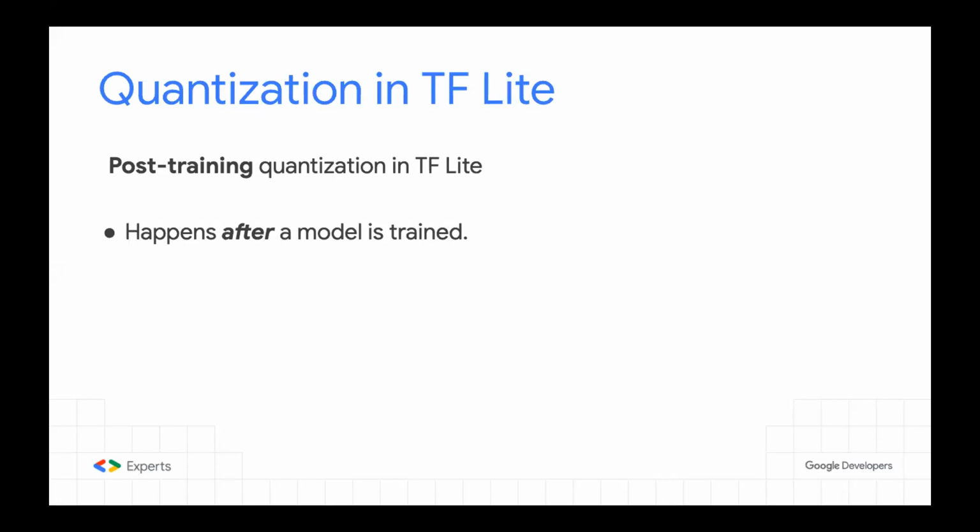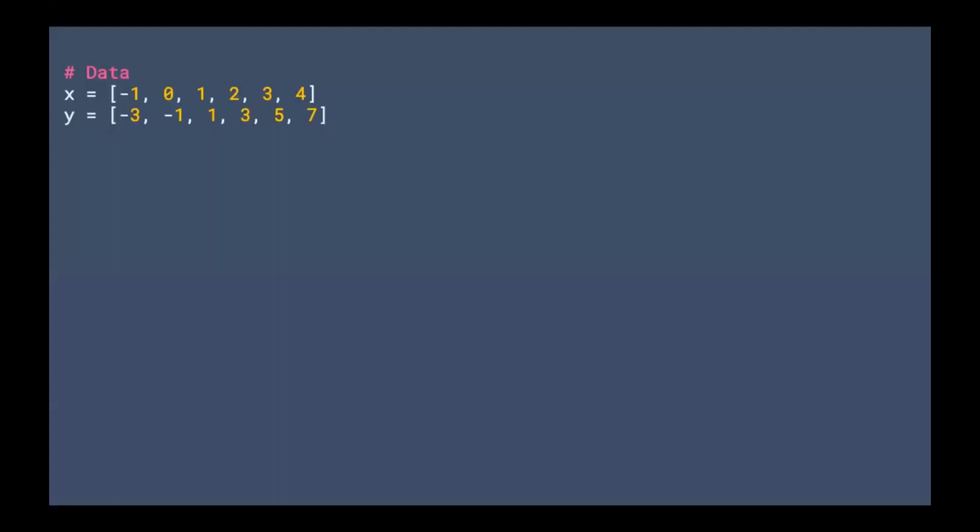And let's talk about post-training quantization for a bit. So post-training quantization happens after a model is trained, not during the model training process. And let's take a very simple example to make things more clear. Just to be sure, this is all in TensorFlow 2.x, and for the folks that are familiar with Keras, this would be tremendously helpful, I think. So this is very simple data. The relationship that we are trying to learn here is y equals 2x minus 1.